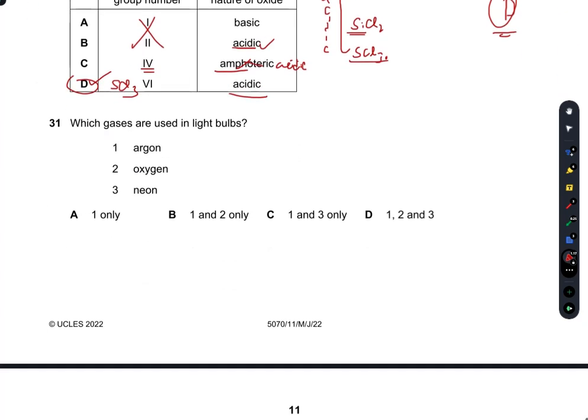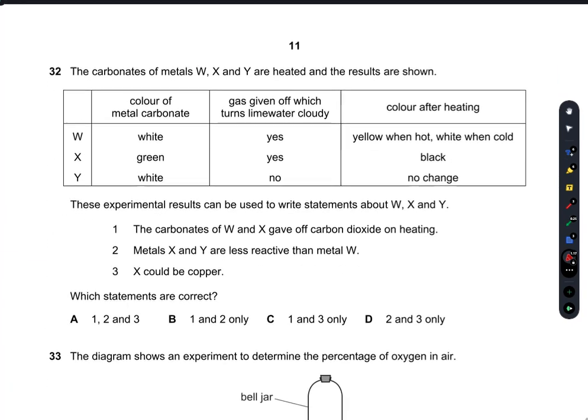Which gases are used in light bulbs? Argon, oxygen and neon. Argon and neon are used in light bulbs. So C is our right option.